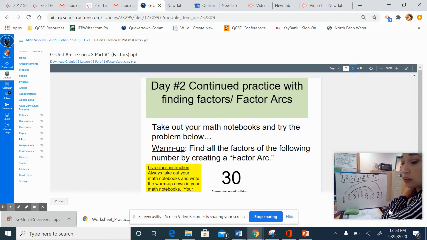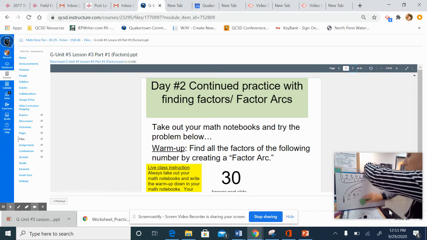Okay? So just make sure a factor arc, a visual representation, a lot of times helps students find all the numbers. So you might want to practice doing this just to make sure you have all of the factors. Okay? So that is it for today. That is what we have learned so far for the first 2 weeks. Let me just review just a little bit.